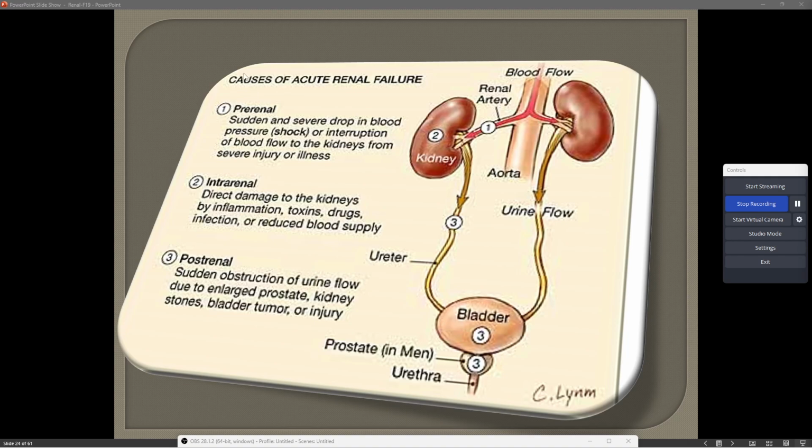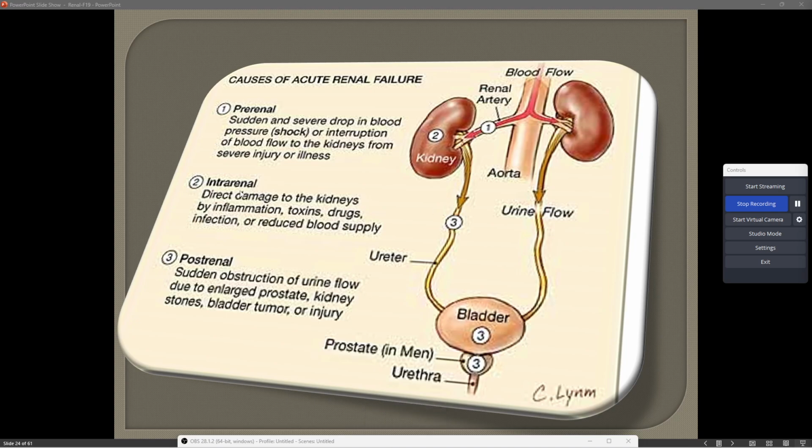Examples of pre-renal, please write these down. Sudden and severe drop in blood pressure due to shock, exsanguination, or hemorrhage elsewhere in the body, or dehydration. Interruption of blood flow to the kidneys due to severe injury or illness, or potentially a physical obstruction. If the heart's damaged, as in CHF, you can also have the same issue, impaired blood flow to the kidneys. Persistent hypertension is another one. Please keep that in the back of your mind.